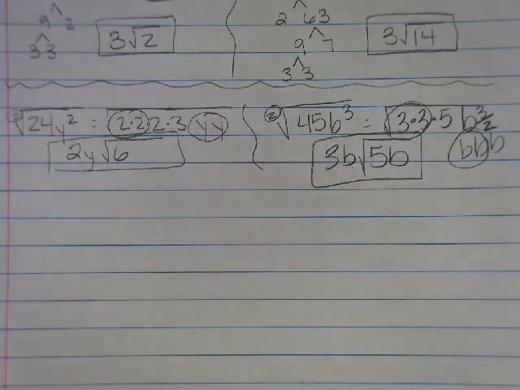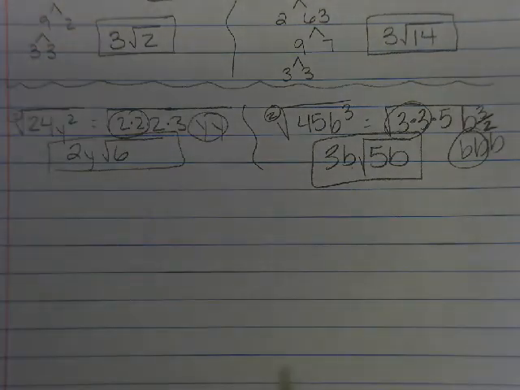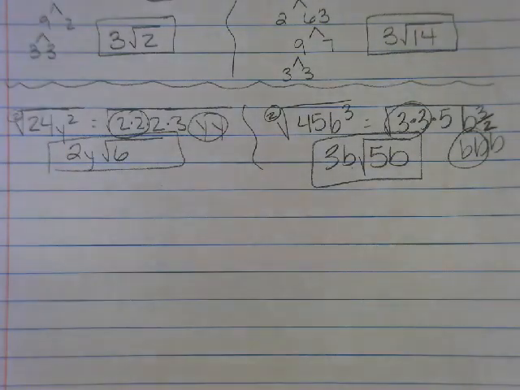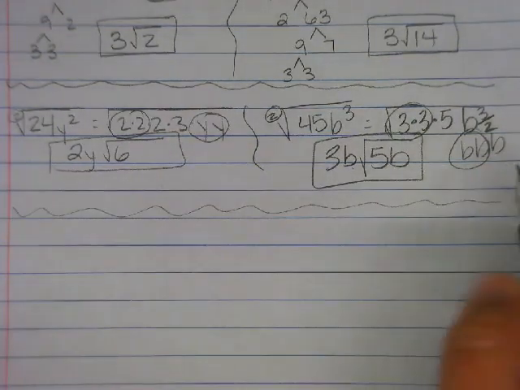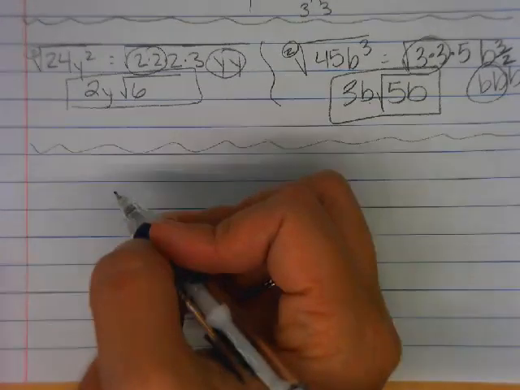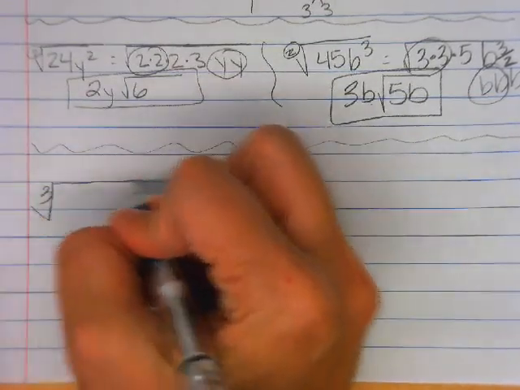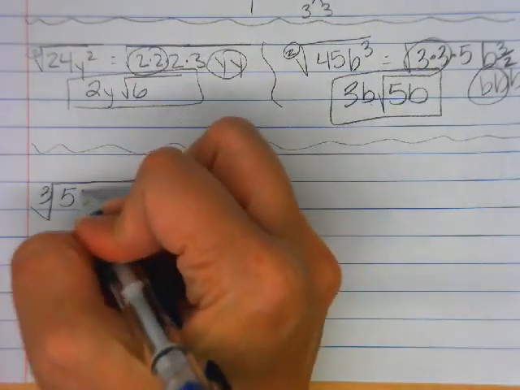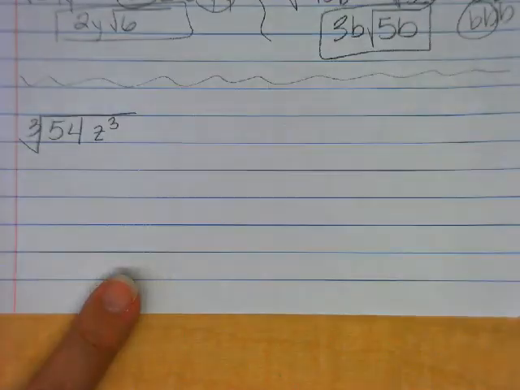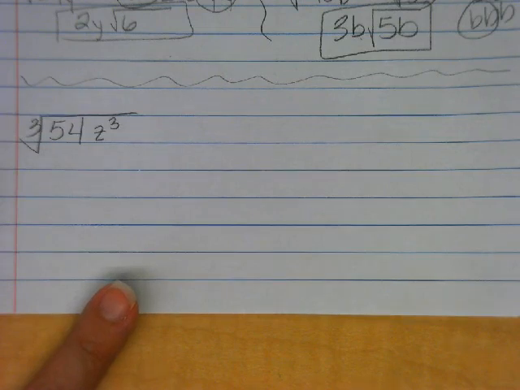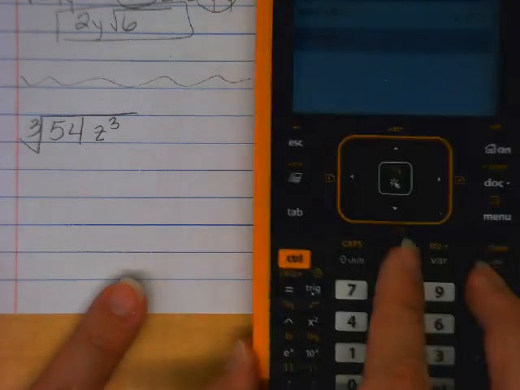Anyone have any questions about that? All right, last thing I want to show you. What if I gave you this? Be careful. To the third. This is a what kind of root? Cubed root. How do you think that's going to change what we're doing? What do you think? So you're looking for triples. You're looking for groups of 3.